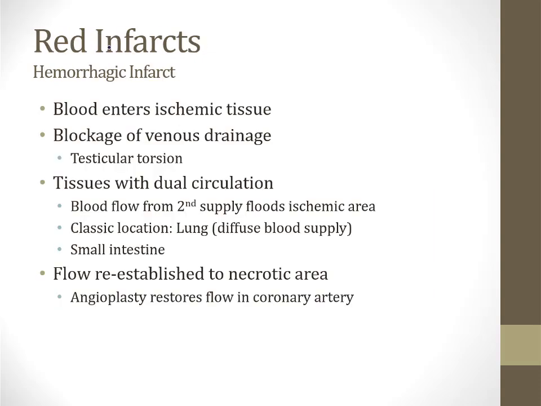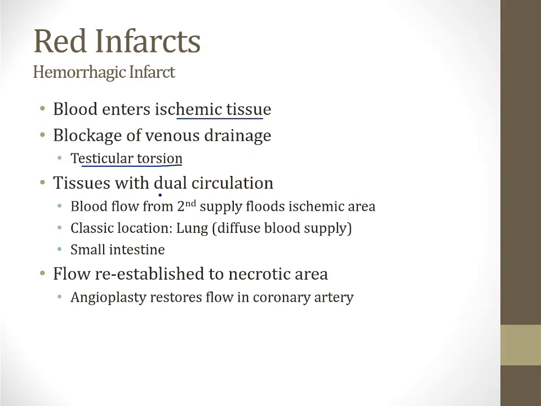The second type of infarction is called a red infarct or a hemorrhagic infarct, and this is much less common than the white infarctions. In a red infarct, you still have ischemic necrosis, so cells are dying from ischemia. However, some blood is able to enter the ischemic tissue and give the tissue a red color, and that's why these are red infarcts, not white. There's a couple of reasons why this can occur. The first example is if the venous drainage from a tissue is blocked, and this classically occurs in testicular torsion. So in torsion, the testicle's blood cannot drain, so the blood backs up, ischemia develops, there's ischemic necrosis, but the testicle is not going to look white, it's going to look red because it's filled with blood.